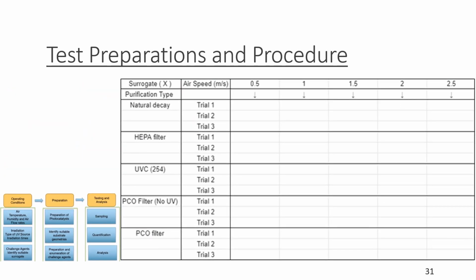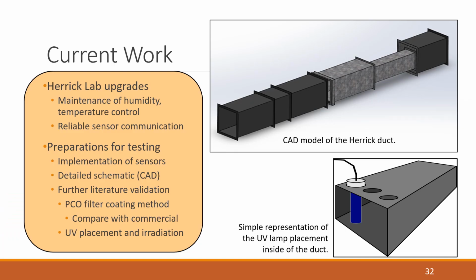For a given surrogate, each air purification device, including natural decay, a HEPA filter, UVC light, and PCO filters with and without UV light, will have triplicate trials for each air speed. While the Herrick laboratory is currently undergoing upgrades, our preparations for testing include the implementation of sensors, a detailed CAD schematic, and further literature validation, such as PCO filter coating methods and UV placement and irradiation.